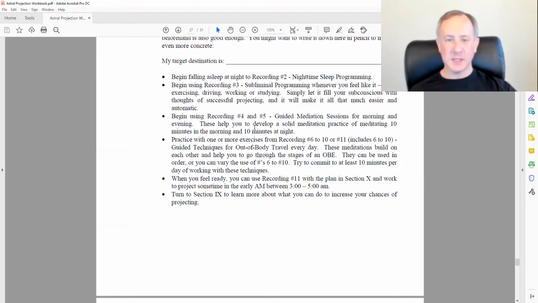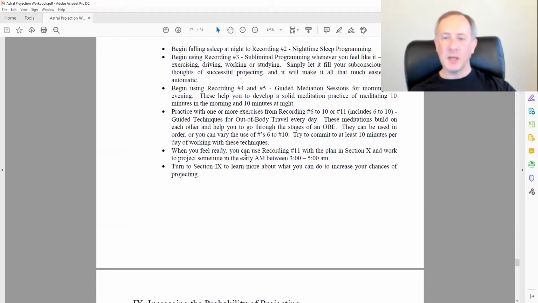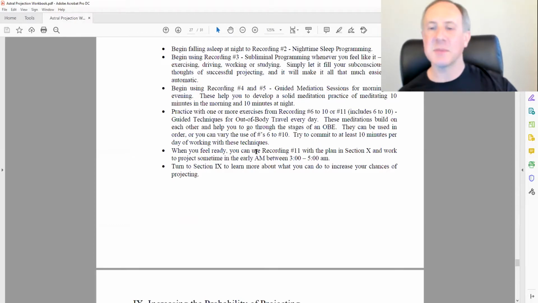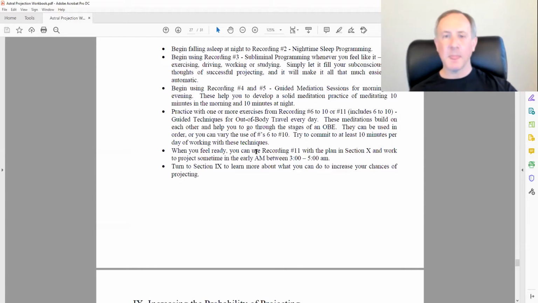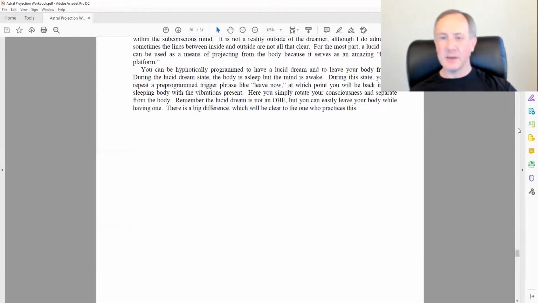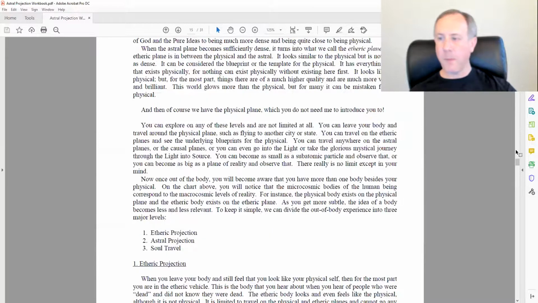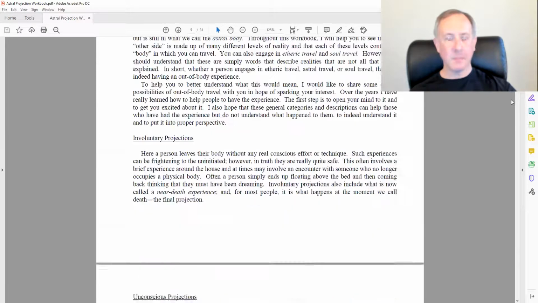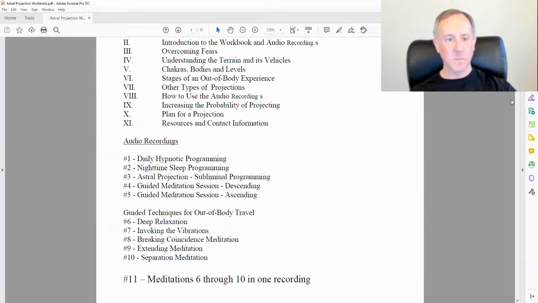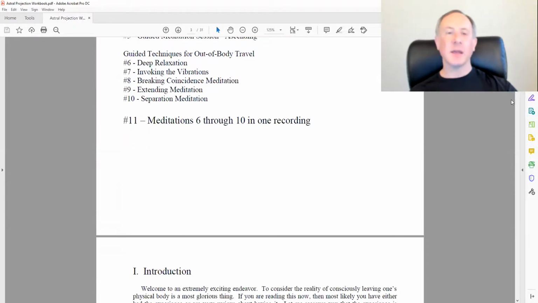Okay, practice with one or more of the out-of-body recordings, the exercises 6 to 10. Those are the ones I want to review with you tonight. So we'll talk about those in a moment. When you feel ready, you can use recording 11 with the plan in section 10 of the workbook to project some time between 10 and 11. All right, recording 11. Let me see, one sec. Okay, good, there it is.